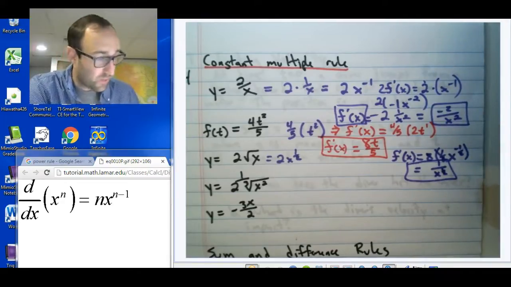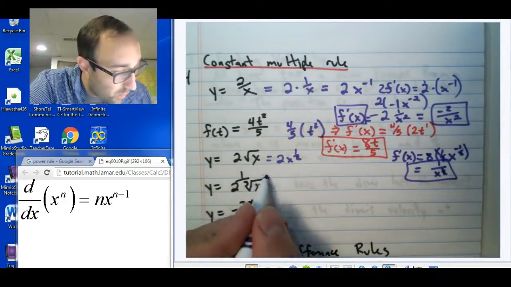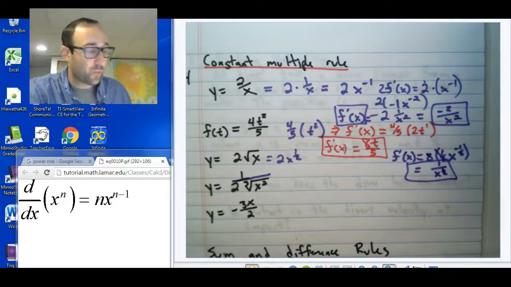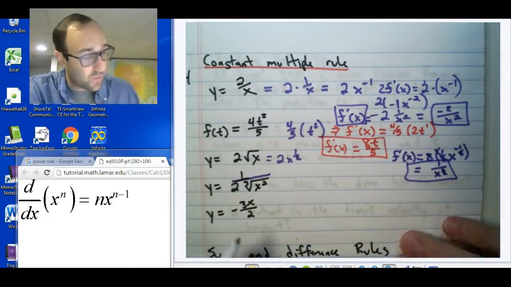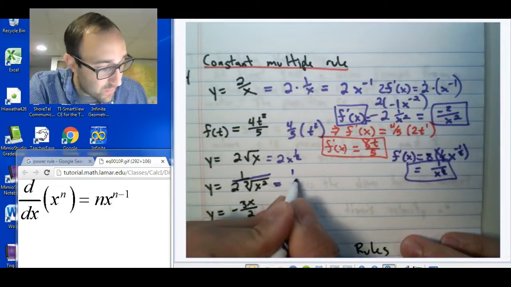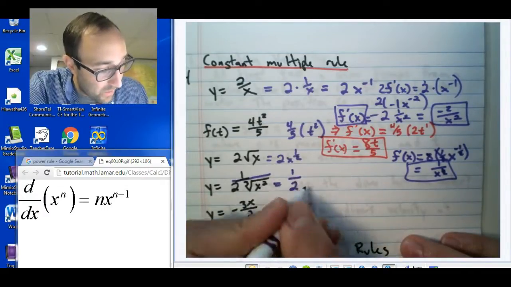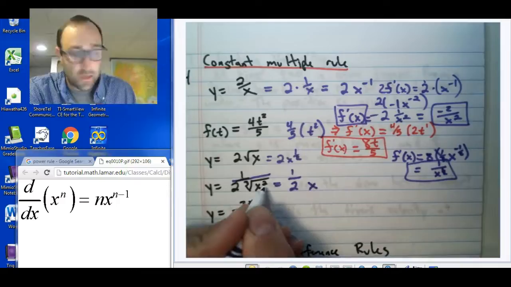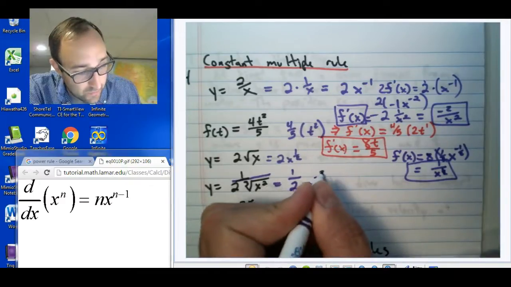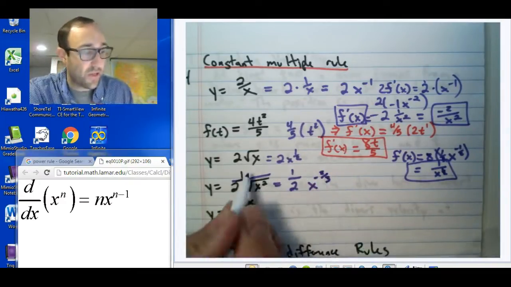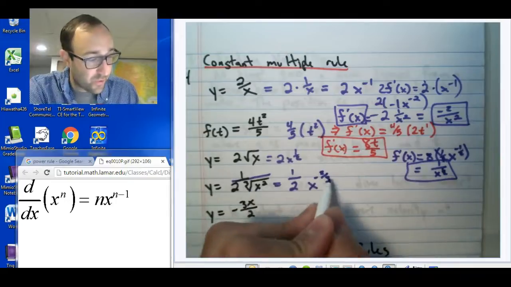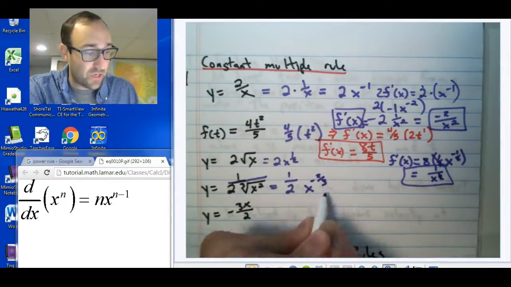Okay, there's the next one. Now let's say this one. This is 1 over 2 times the cube root of x squared. So what I'm going to do first is say this is the same as 1/2, and then we have x. Cube root of x squared is going to be x to the negative 2/3 power. Negative because it's in the denominator, 2/3 because 2 is the exponent, 3 is the index number.